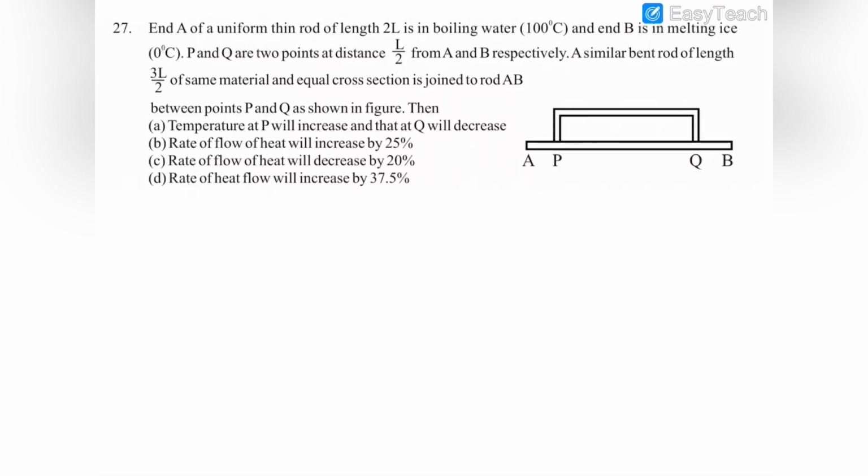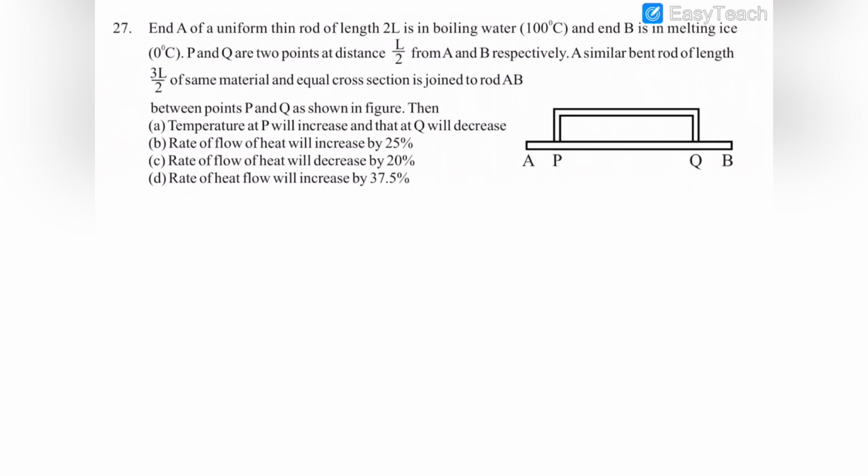In this question, you can see that there is a rod AB, which is a uniform rod and its length is 2L. One of its ends, A, is in boiling water maintained at a constant 100 degrees Celsius, and the other end, B, is in the constant temperature of melting ice, which is 0 degrees Celsius. Now first of all, let us analyze this single rod AB.